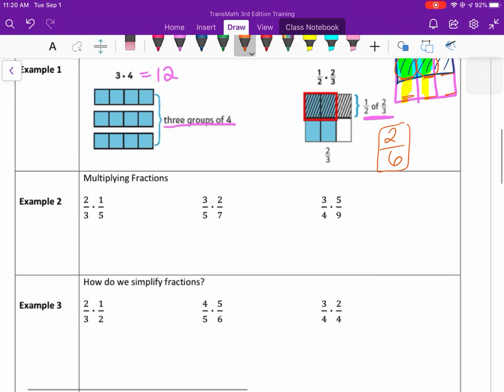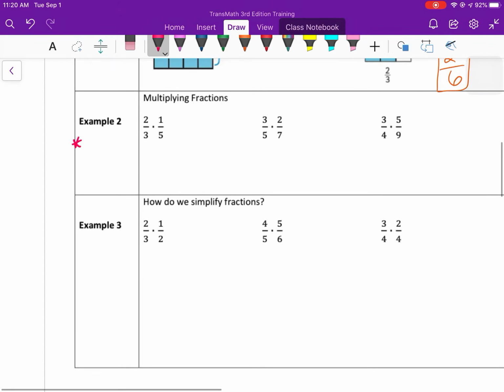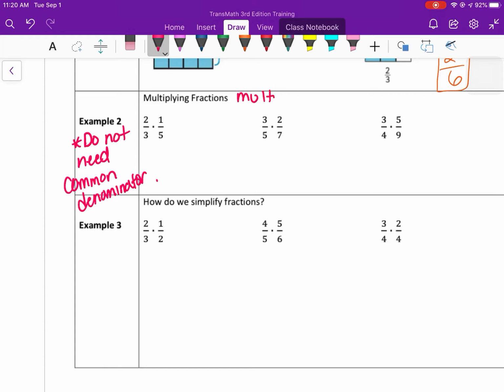But multiplying fractions algebraically is a little bit easier to do than adding. Multiplying fractions, you do not need a common denominator. Okay, so write that off to the side. Do not need a common denominator. All you do is you multiply across.